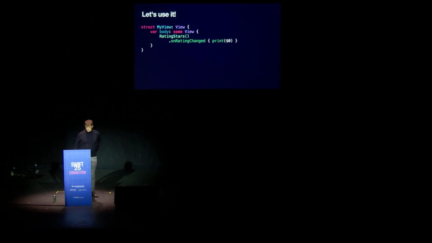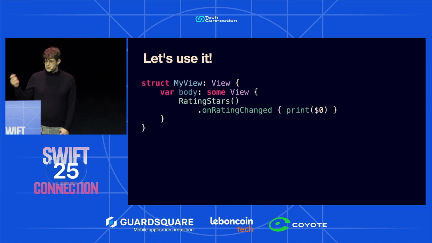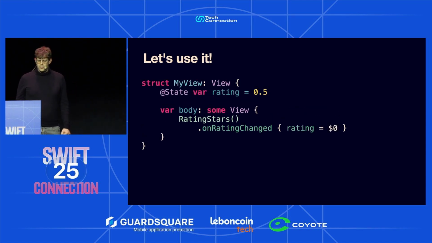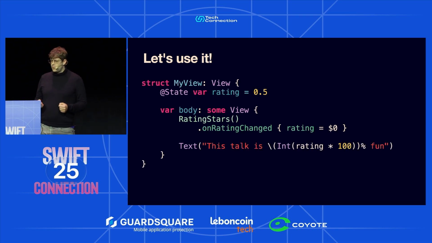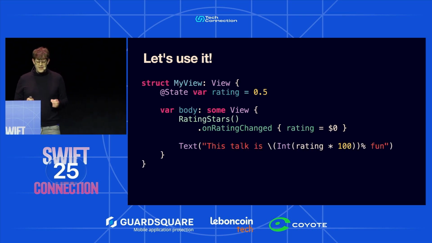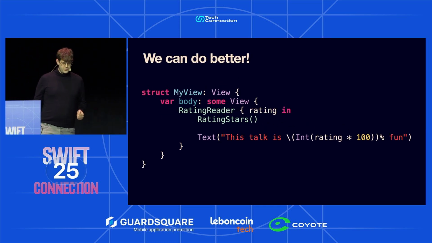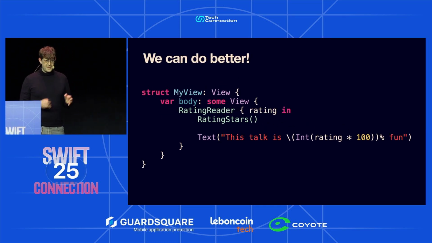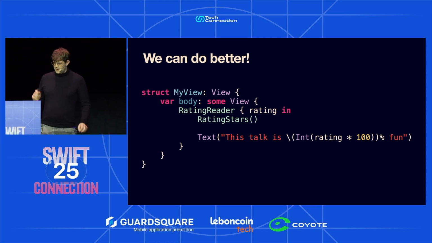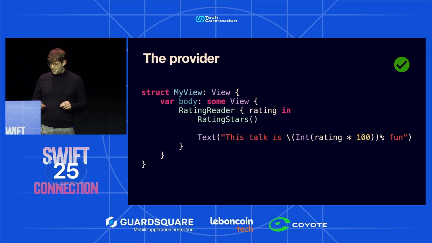So we are going to have a simple view, start to change, monitor the change, and we are going to store that change inside of a state variable to be able to print it within a text. Why not? So that works, but it doesn't feel quite right to introduce a state in the view to consume it here. So we can do better. So let's try to do a rating reader, something that behaves just like geometry reader or things like that in SwiftUI. I call it the provider.